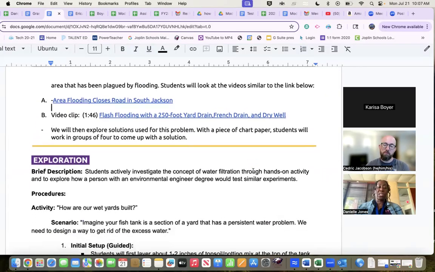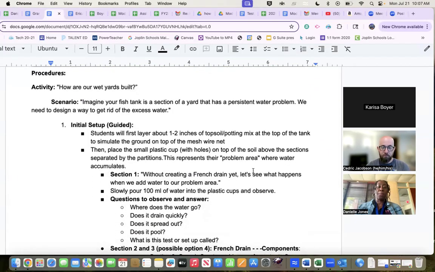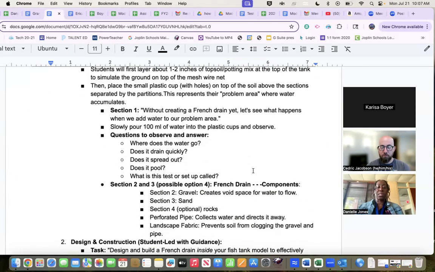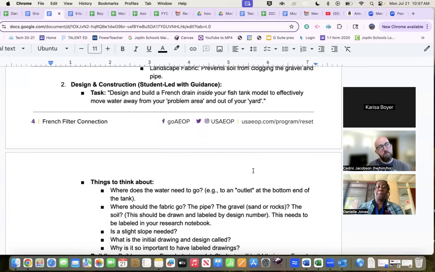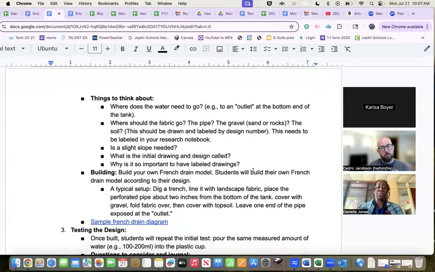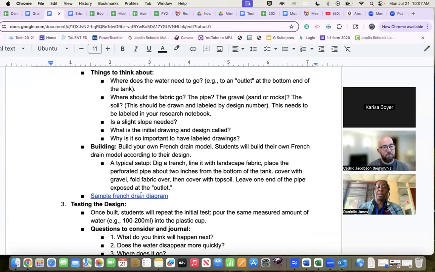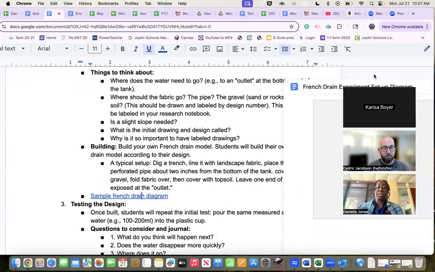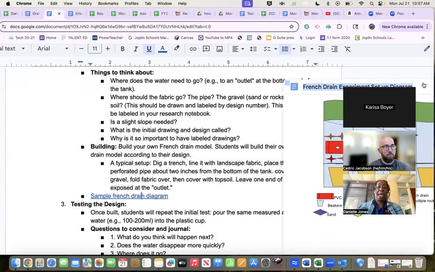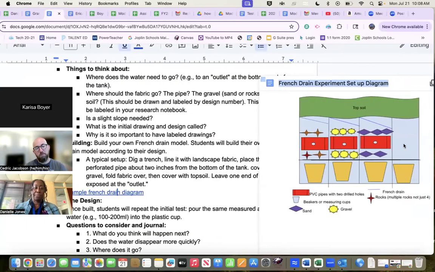With exploration, the students were able to go through and look at ways to set up the actual French drainage system to be beneficial in their community. We talk about design. We talk about things that they were able to do that could actually help them to build. We give them a diagram showing a sample of how the French drainage system could be set up, as well as ways that students can go through and test the systems themselves.